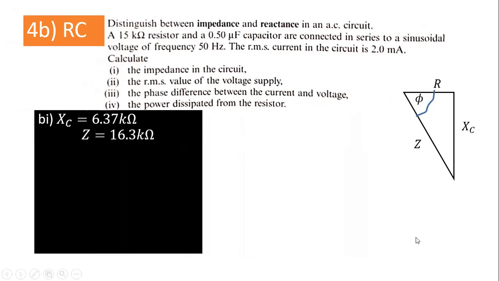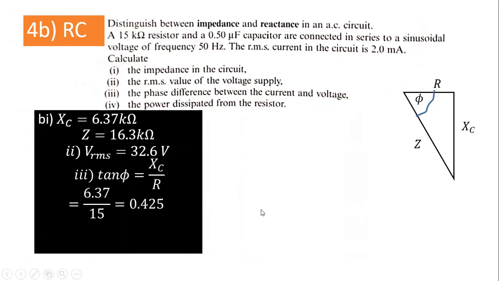XC we have calculated, Z we have calculated, root mean square voltage we have calculated. Tangent phi is just your XC over R. Put in your value. That's your XC. Your R is given here. As long as you use all kilo ohm, you're all right. And find your angle. I don't know how they get 77. My answer is 23. You can check and see. If I make a mistake, let me know.